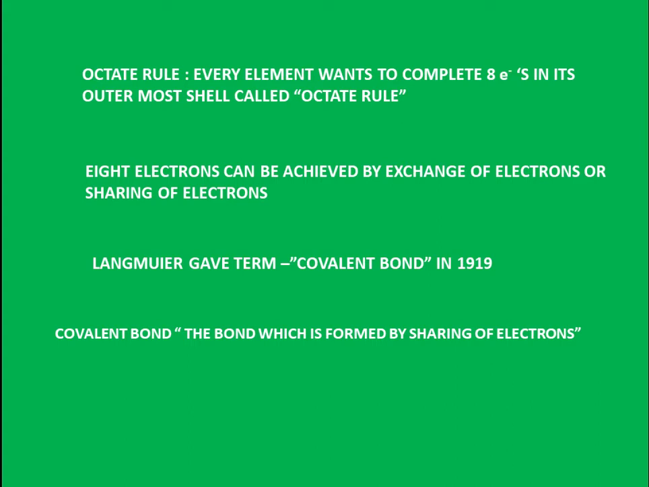So, by the octet rule, we are able to think about the answer to the question of why two atoms are combined together. The basic answer is very simple: two atoms combine to achieve a stable configuration, or to complete their 8 electrons in the outermost shell or valence shell. That can be represented by the octet.